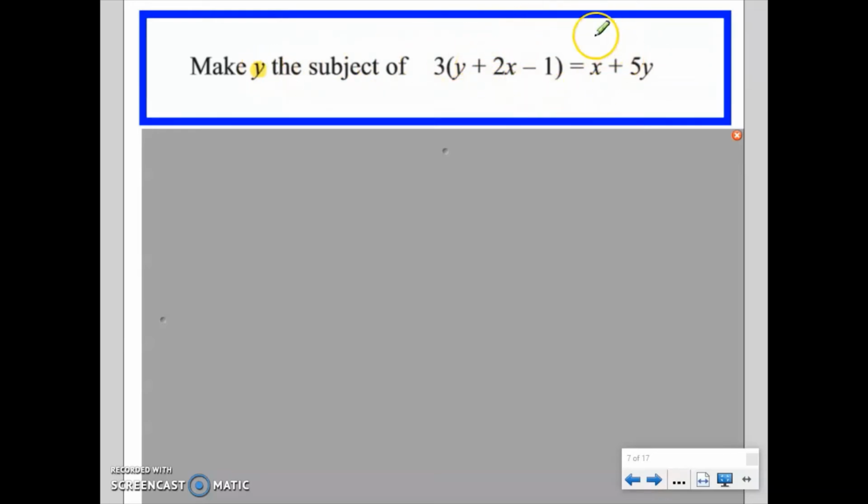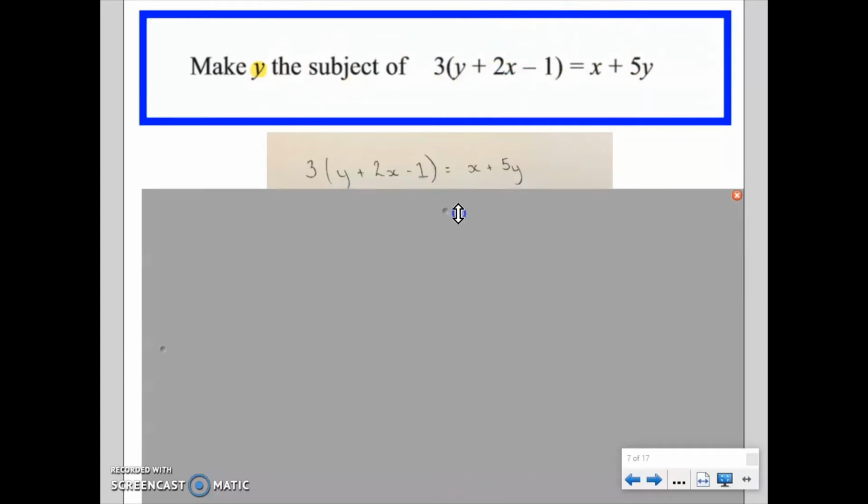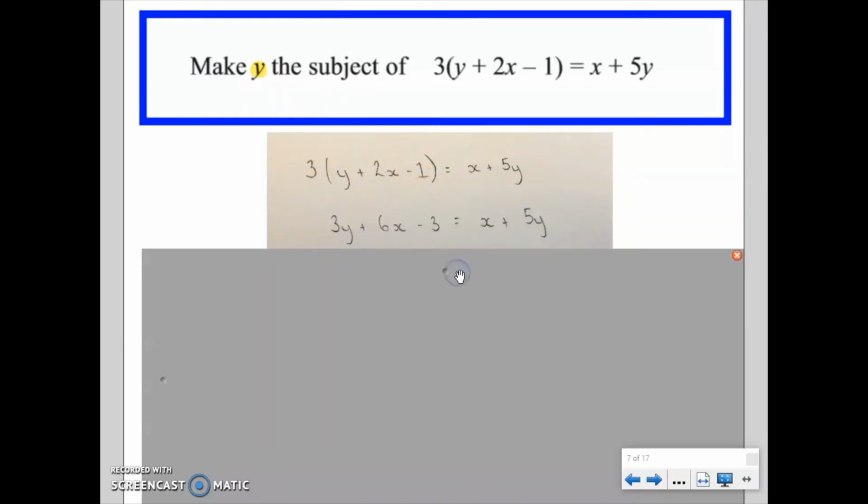Let's have a look at this trickier question. My first step is to expand this bracket. So 3 times y is 3y, 3 times 2x is 6x, and 3 times negative 1 is negative 3. So I just expand that bracket.